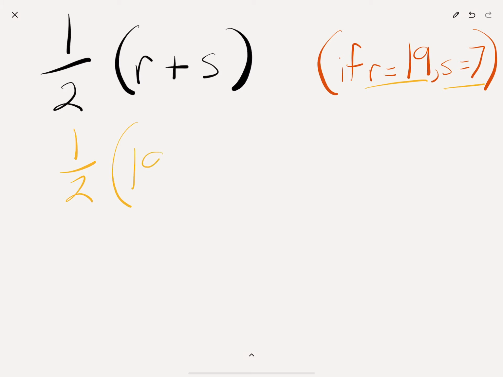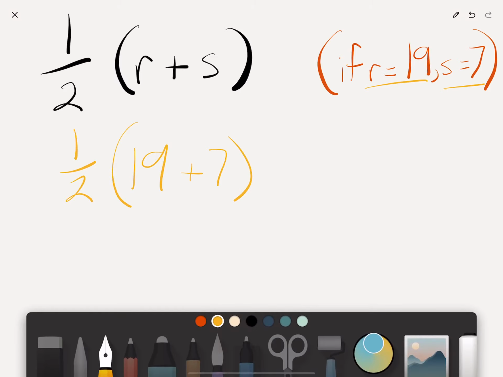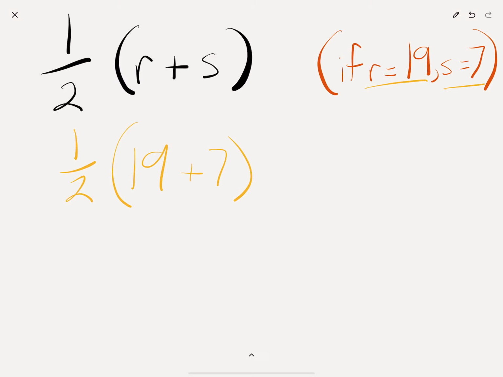R is 19, s is 7, close parentheses. Okay, order of operations, do we have parentheses? Oh, in this case we do have some parentheses. So let's go ahead and evaluate what is in parentheses. 19 plus 7, of course, is 26.